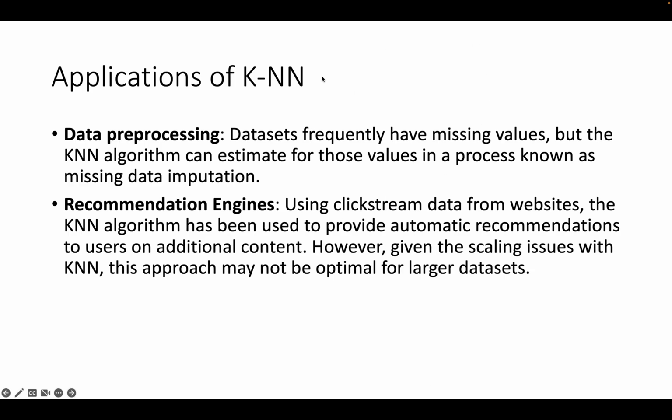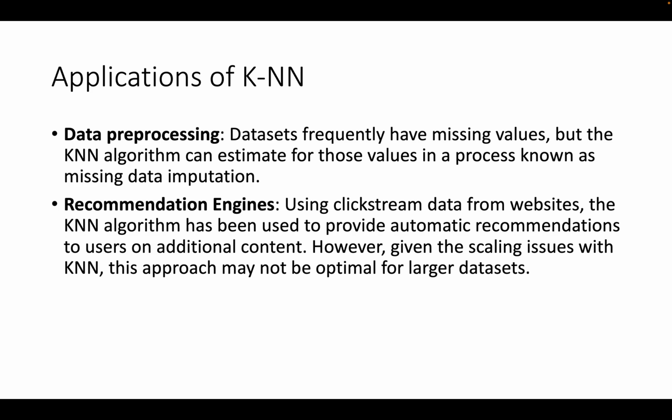Applications of KNN. Data pre-processing. Datasets frequently have missing values, but the KNN algorithm can estimate those values in a process known as missing data imputation. So in data pre-processing, datasets frequently have missing values, but the KNN algorithm, because it can find the closest relation by looking at the other data in the set, can estimate those values in a process known as missing data imputation.